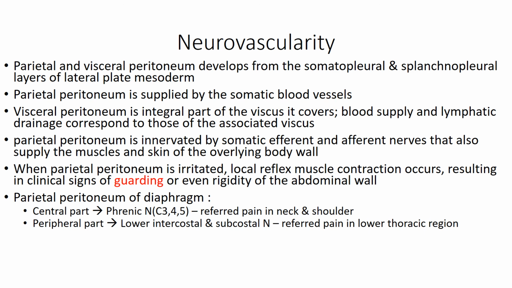And when the parietal peritoneum is irritated, a local reflex muscle contraction occurs, which results in the clinical sign of guarding or even rigidity of the abdominal wall. And the parietal peritoneum of the diaphragm, the central part, is supplied by the phrenic nerve, and its referred pain is perceived in the neck and the shoulder. And the peripheral part gets its supply from the lower intercostal and subcostal nerves, and the referred pain is perceived in the lower thoracic region. That's all about the peritoneal reflection.